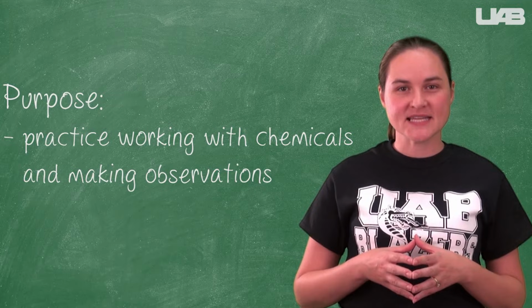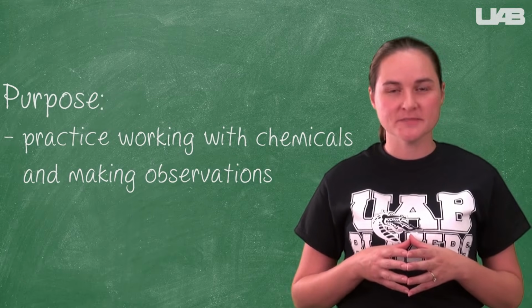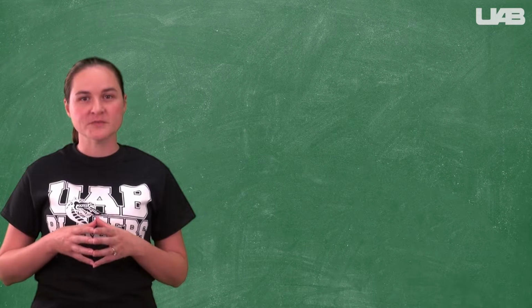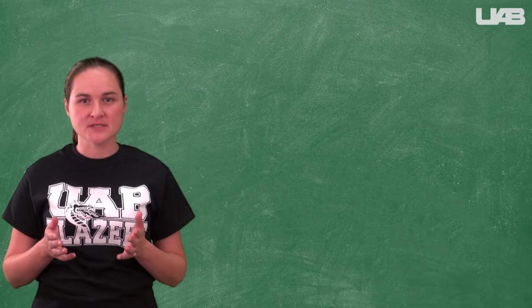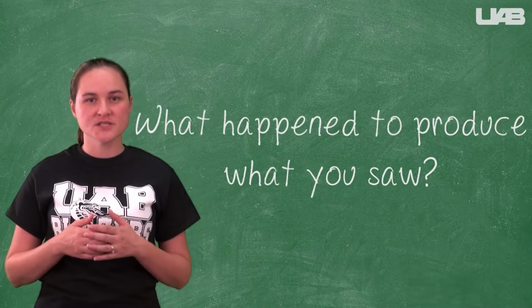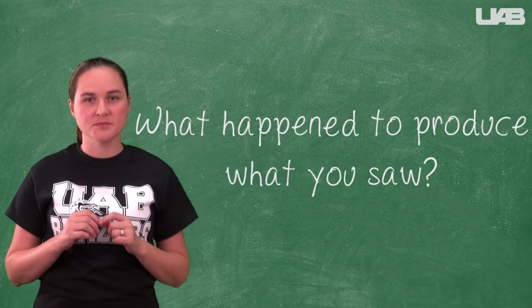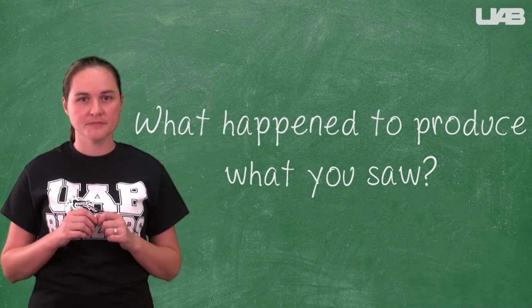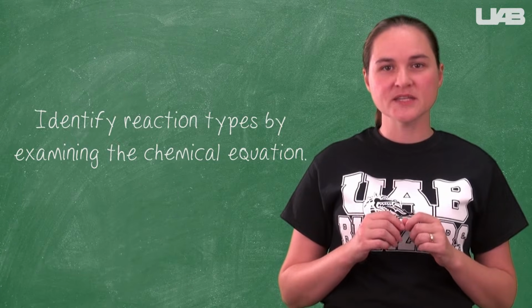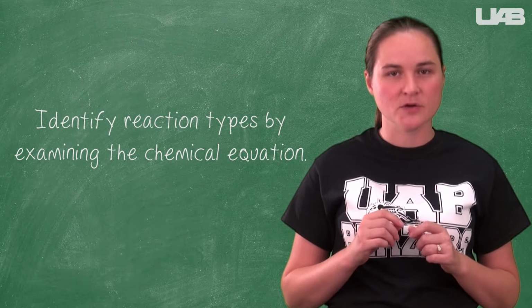The purpose of today's lab is to practice working with chemicals and making observations. You will perform several reactions and record what happens. Using these observations, you will decide what type of reaction must have occurred to produce what you saw. You will also practice determining the reaction type just from seeing the chemical equation.